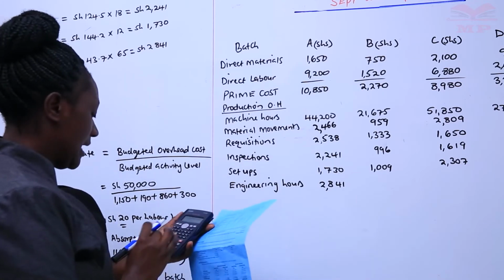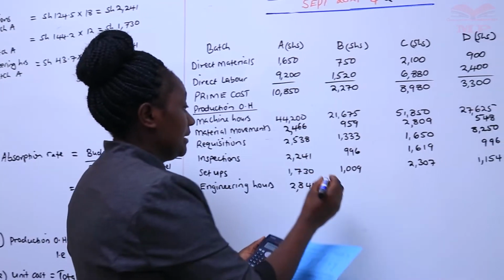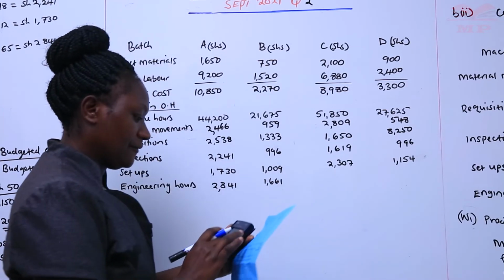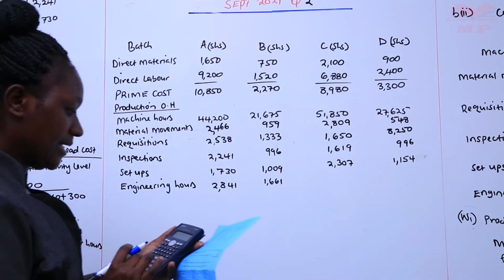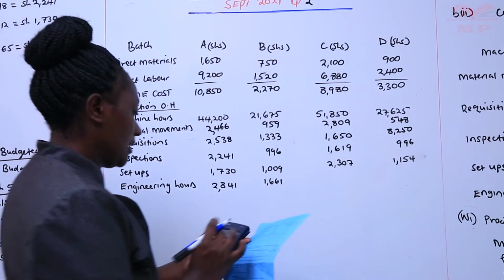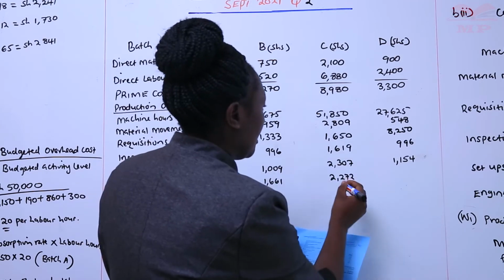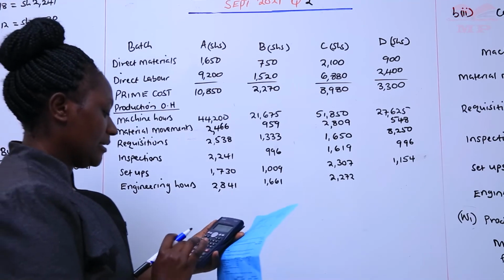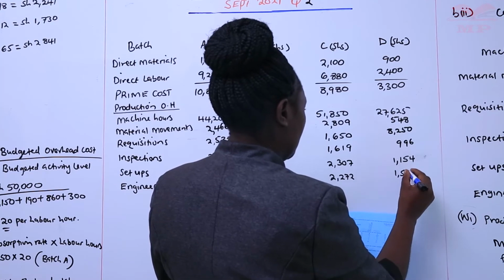So for B, we'll have 43.7 multiplied by 38, which will give us 1,661. Then for C, it is 43.7 multiplied by 52, and this will give us 2,272. The last one will be 43.7 multiplied by 35, which will give us 1,530.